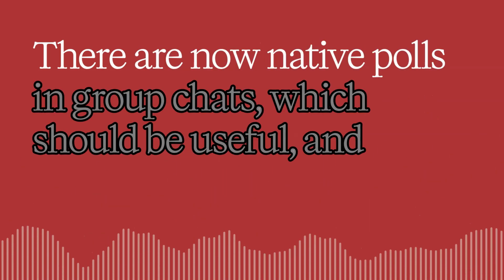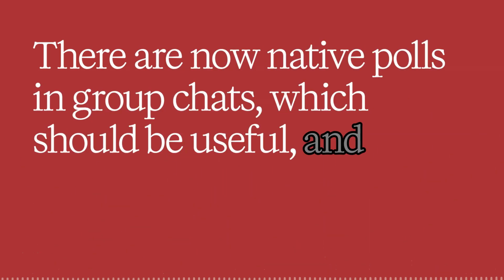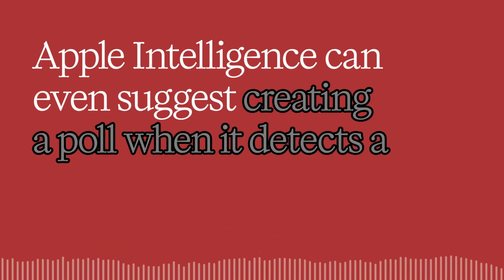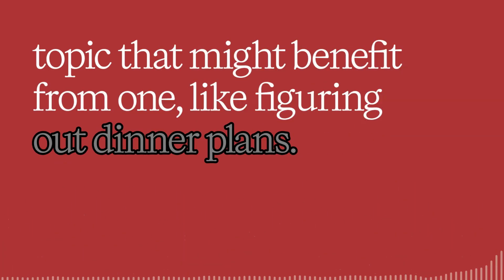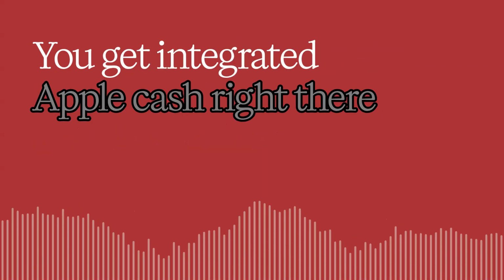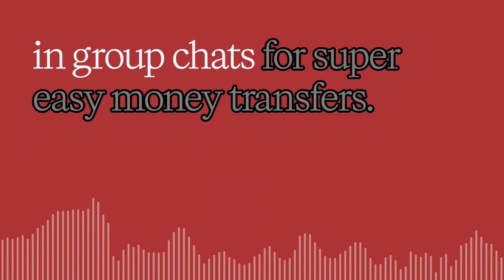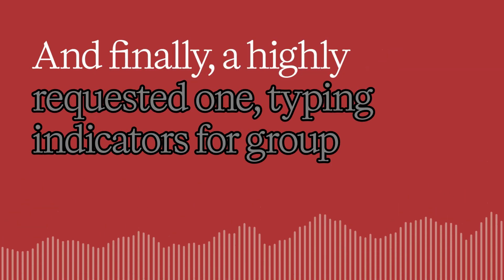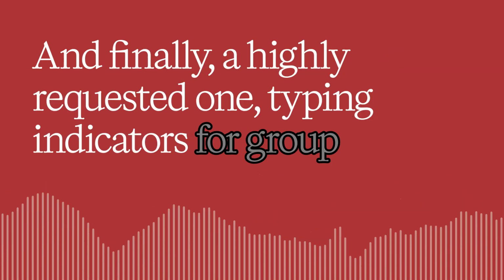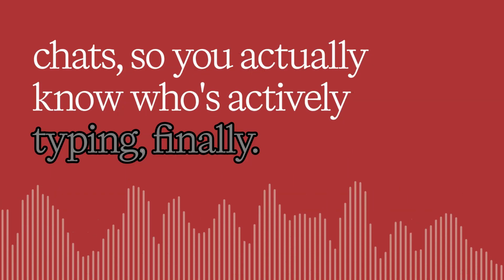There are now native polls in group chats, which should be useful. And Apple Intelligence can even suggest creating a poll when it detects a topic that might benefit from one, like figuring out dinner plans. You get integrated Apple Cash right there in group chats for super easy money transfers. And finally, a highly requested one, typing indicators for group chats, so you actually know who's actively typing.